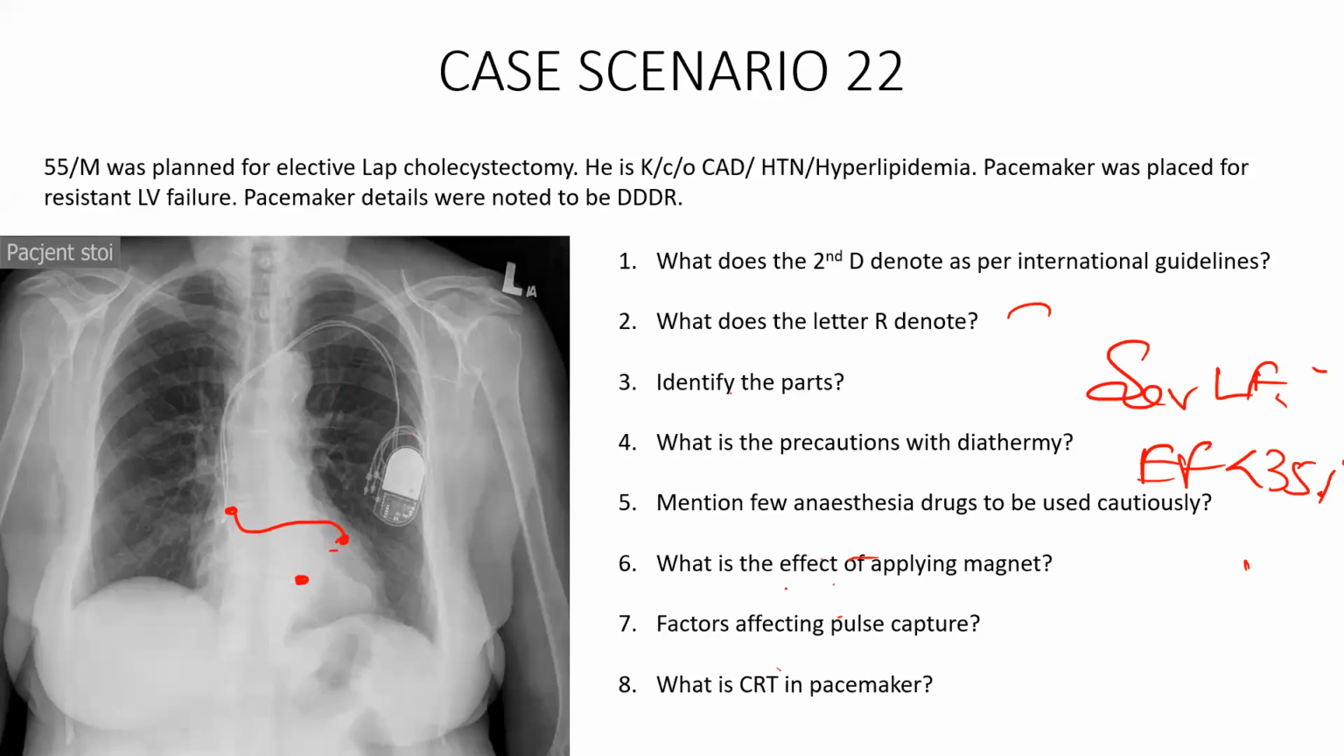That is CRT. It is used in patients with severe LV dysfunction with an EF of less than 35%, and patients with New York Heart Association grade 3 and 4 dyspnea despite maximal medical treatment. Only these 2 groups of patients will benefit from cardiac resynchronization therapy.